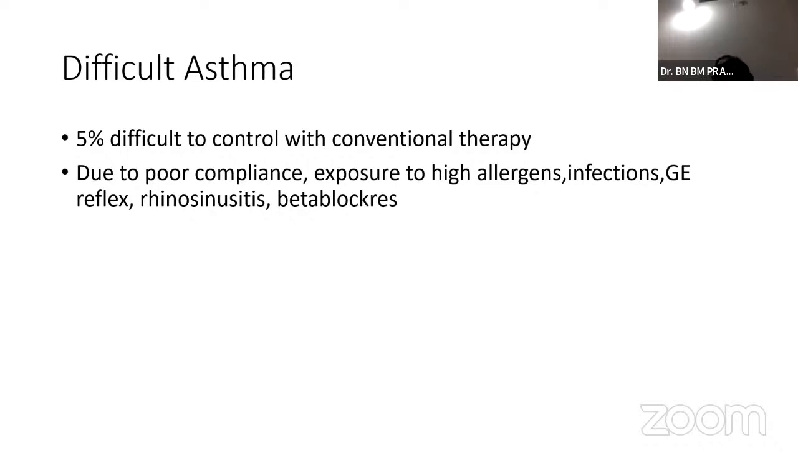And we have to identify these types of groups, and we have to control these cases to prevent the acute attacks, which can be life-threatening or which can lead to the death of the person.